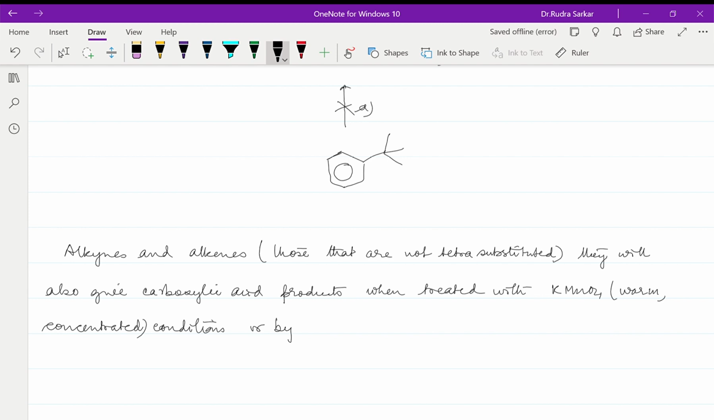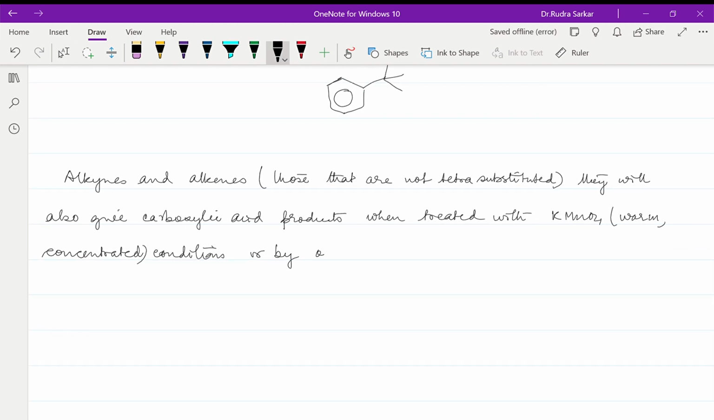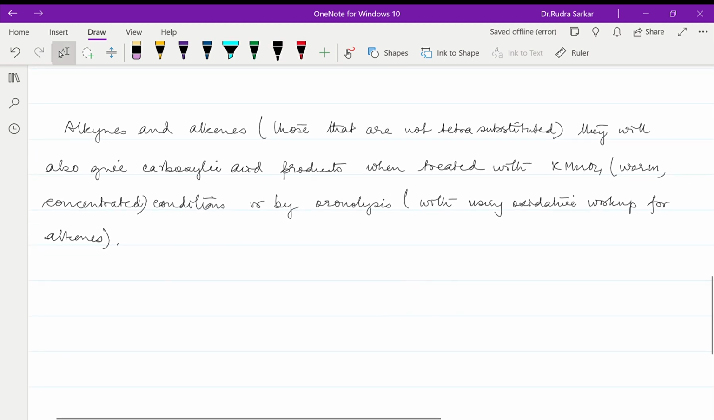or by using ozonolysis with oxidative workup for the alkenes. That means in these places we will not be using any reducing agents such as zinc or dimethyl sulfide or PPh3, that is triphenyl phosphine.